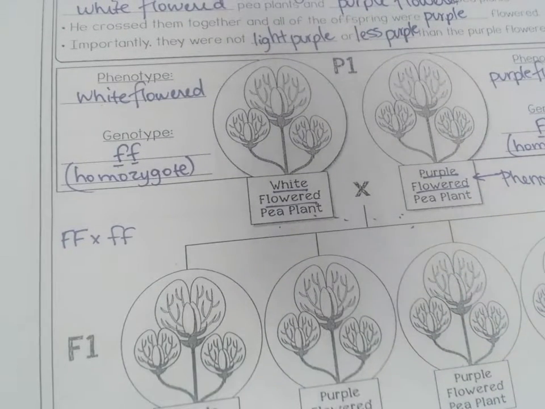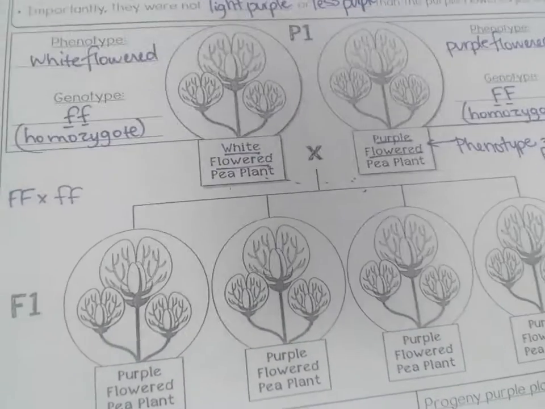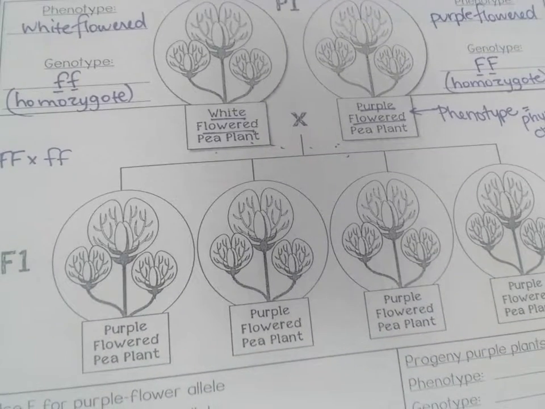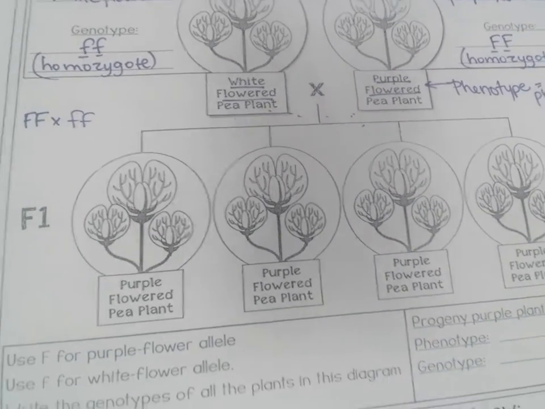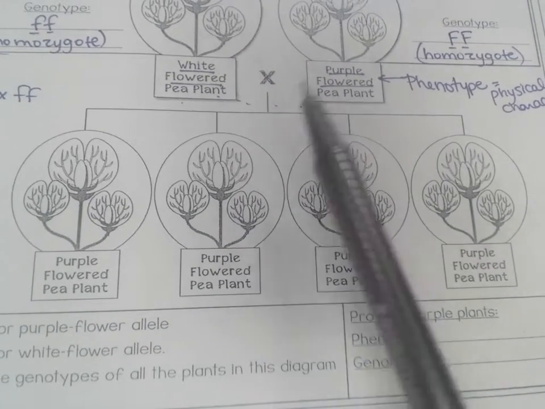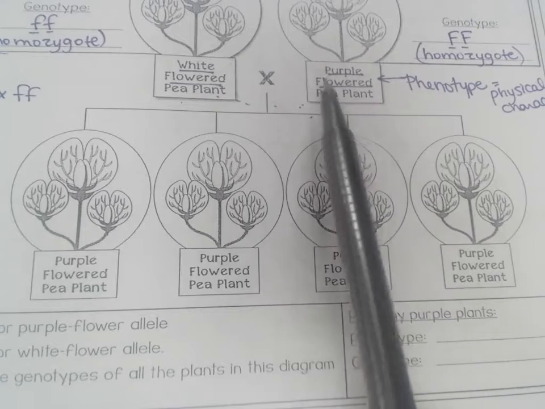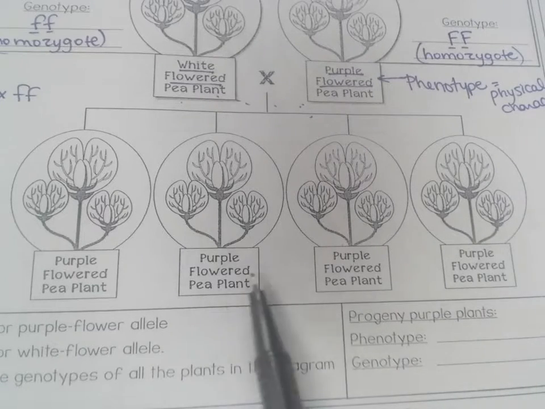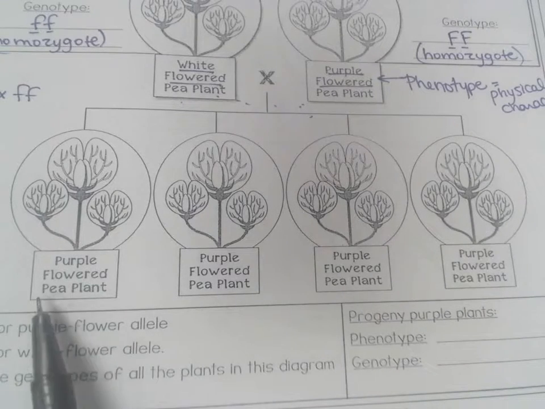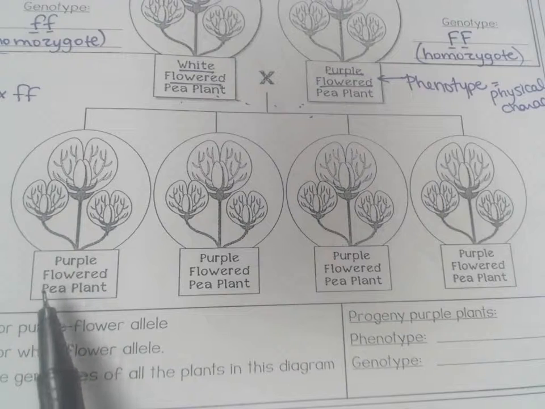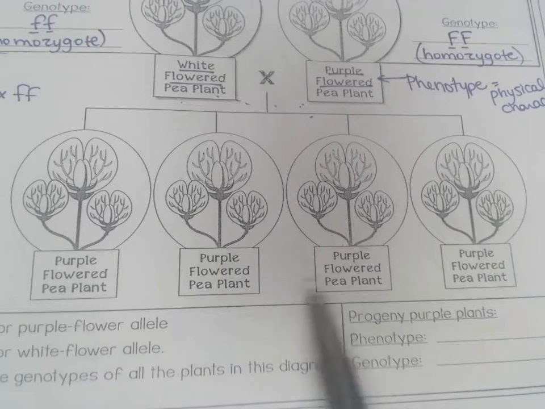And we're going to learn how to do a Punnett square on Wednesday, and a Punnett square will help us determine the ratios. And I'll probably show you at the end of this video what that looks like. But what we do know is that when he took this white flowered plant and this purple flowered plant, he ended up with all purple flowered plants. And none of them were light purple or pink. They were all the same color as the parent purple plant.